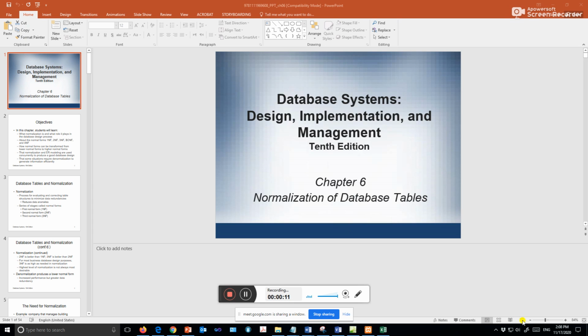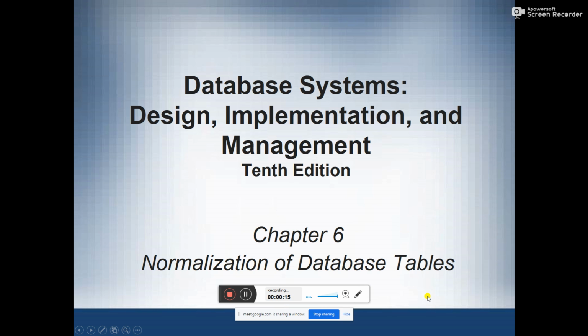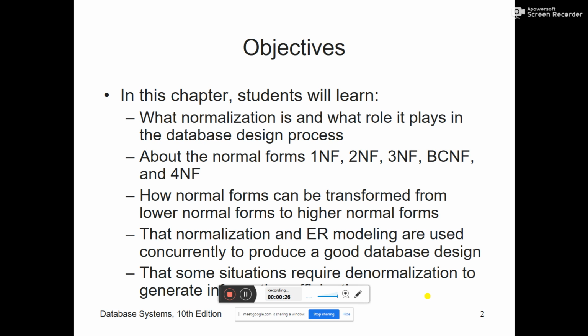Let's start with the new lecture that is about normalization of database tables. It is in the book, chapter 9, but in the slides they make it chapter 6. I don't know why, what's the problem with it, but let's start with this new chapter.